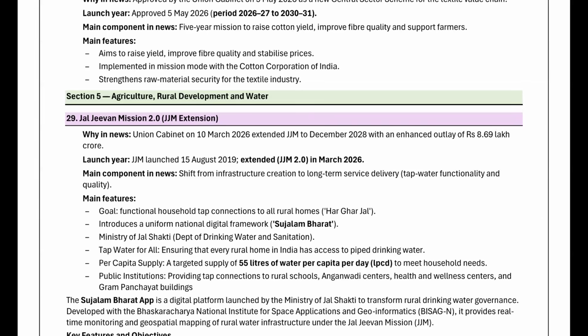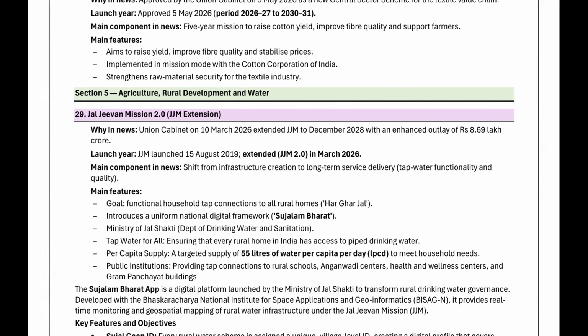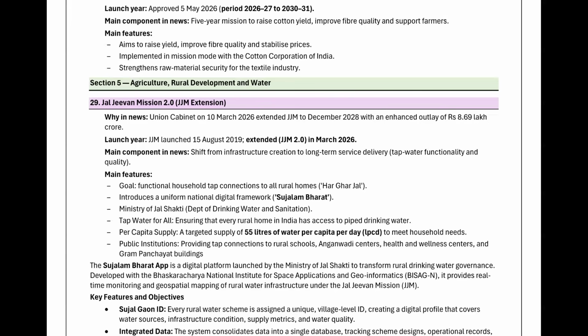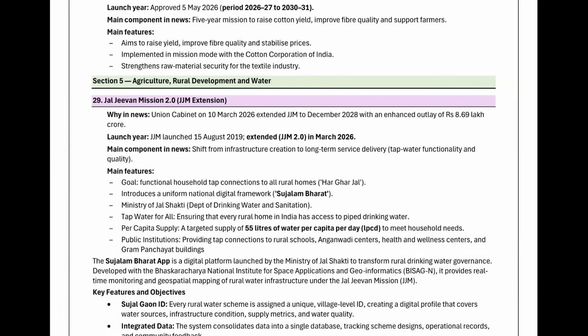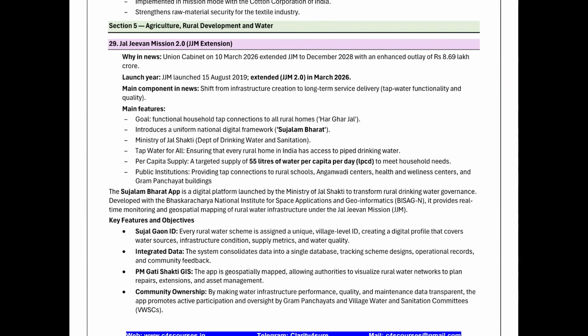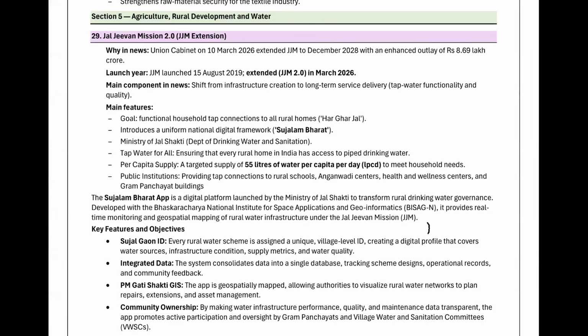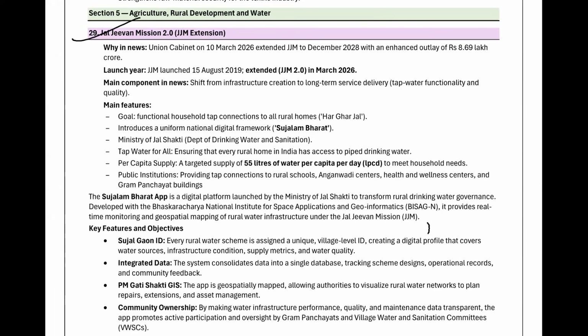So let's start with the 29 picture, and I'm not going to read each and everything, right? Don't worry for that. Only the key points I will be telling you, right? And you have to understand it and you have to read it after my class. Now, I hope it is visible to everyone. That is Jal Jeevan Mission JJM extension. Okay? Please tell me for which ministry under which it is coming. Jal Jeevan Mission 2.0 is coming under which ministry?